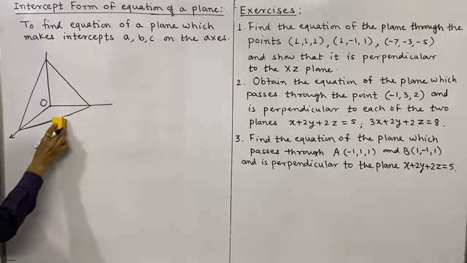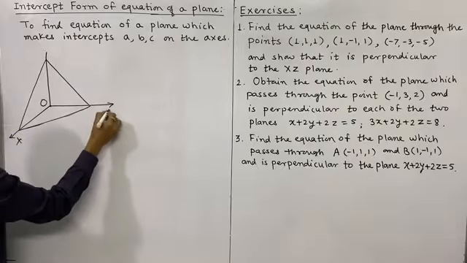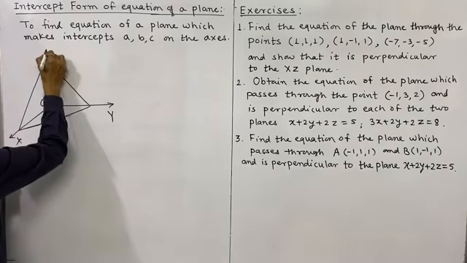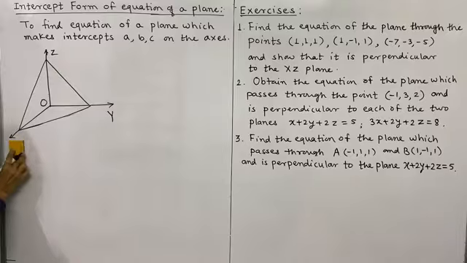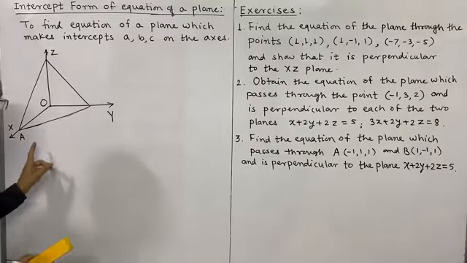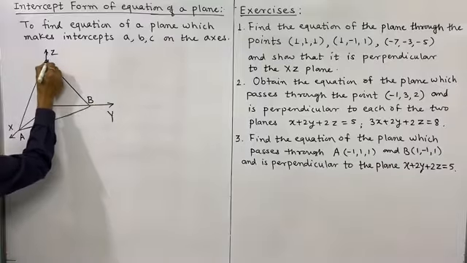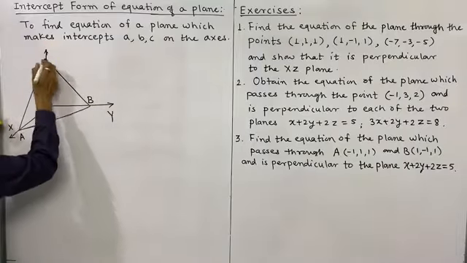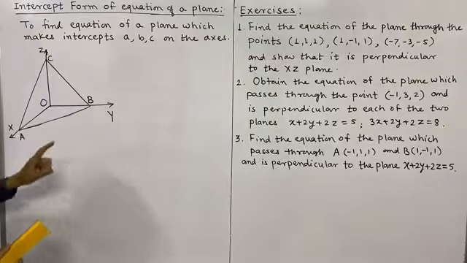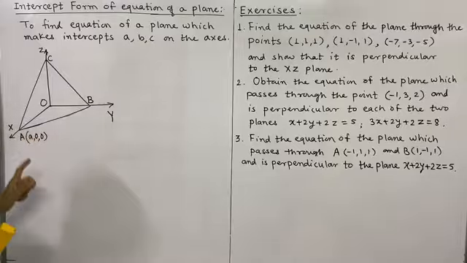See, this is the plane. That triangular portion of the plane we have shown, this is the x-axis, this will be the y-axis and the z-axis, and it makes the intercept a on the x-axis. Means this is the point where the plane cuts the x-axis at A, the y-axis at point B, and the z-axis at point C. Then the meaning is its x-intercept is a, means the coordinates of point A will be a, 0, 0. It cuts the x-axis at point a, 0, 0.